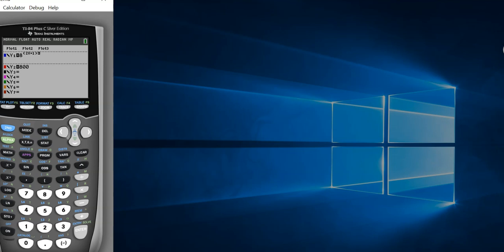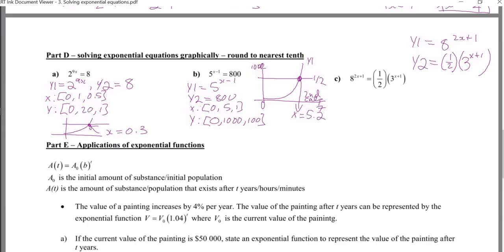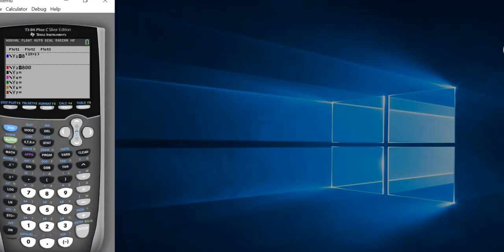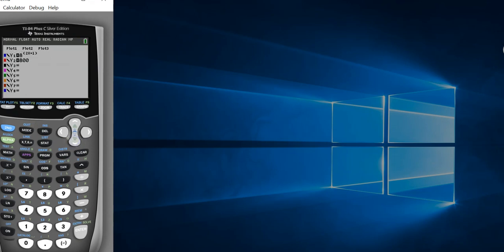That's my exponent, right? And then, what was the other one? 1/2 times 3 to the x plus 1. So y2 was bracket 1 divided by 2, bracket 3 to the x plus 1. I can put brackets. I don't need them on this, but you can. Okay, and then hang on, I've got to jump down off of this line and go there. I'm just going to hit graph. Let's just see what happens.